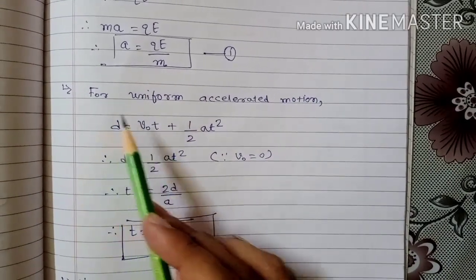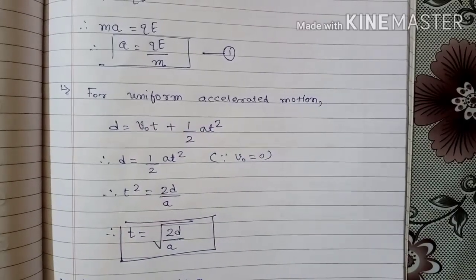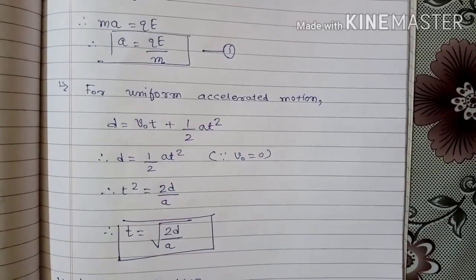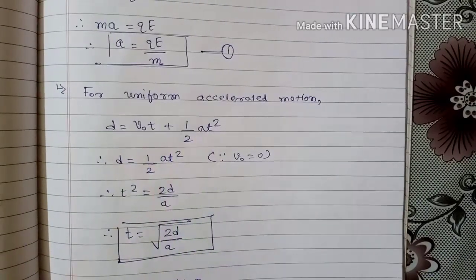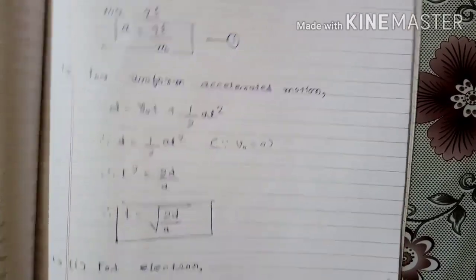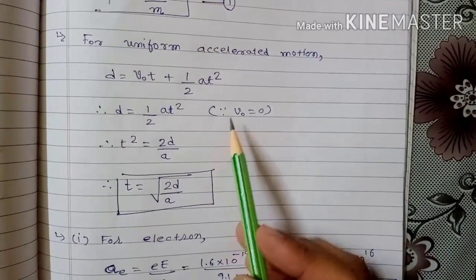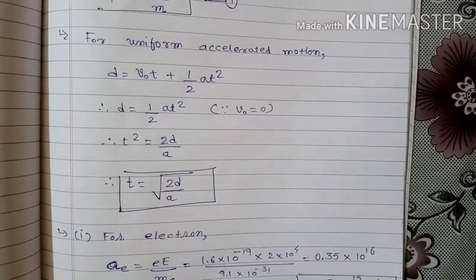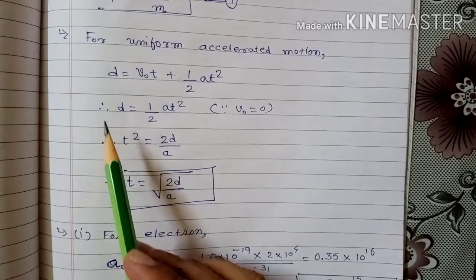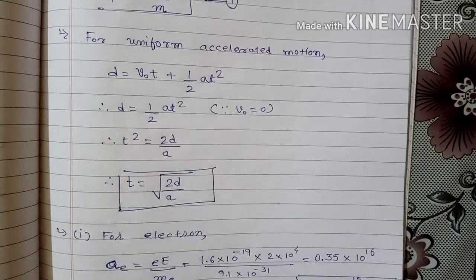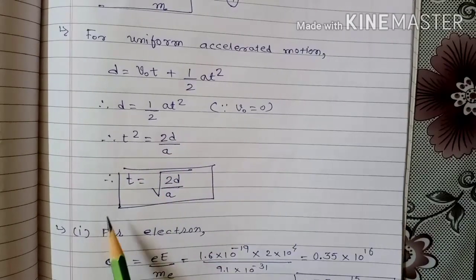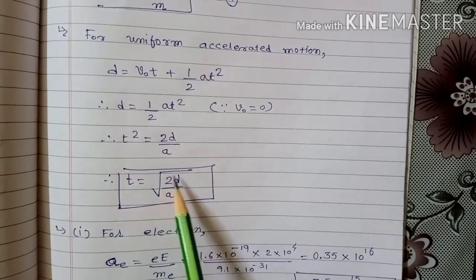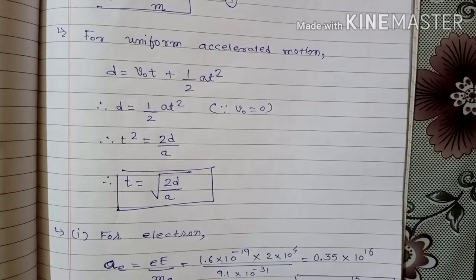For uniformly accelerated motion, we have studied total 3 kinematic equations. We can use here this kinematic equation, d is equal to v naught t plus half a t square. Here particle starts from rest, therefore initial velocity v naught is equal to 0, therefore d is equal to half a t square. If we make t square subject, then t square is equal to 2d by a, therefore t is equal to under root 2d by a.